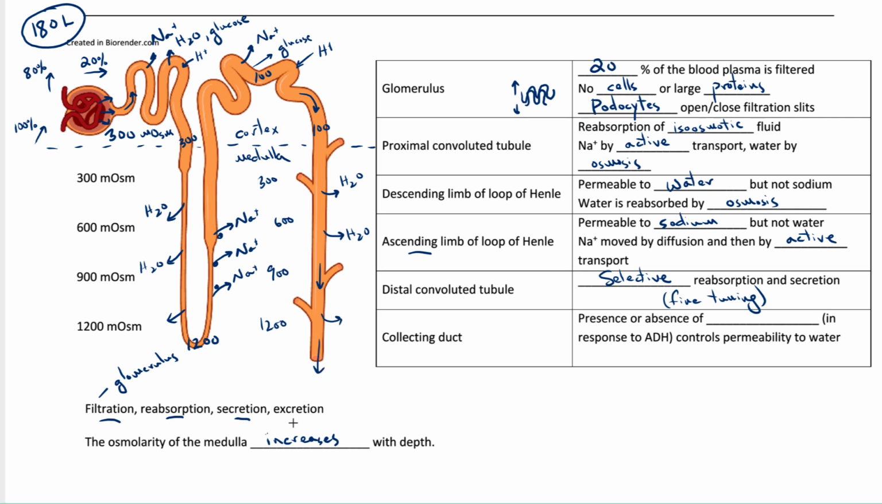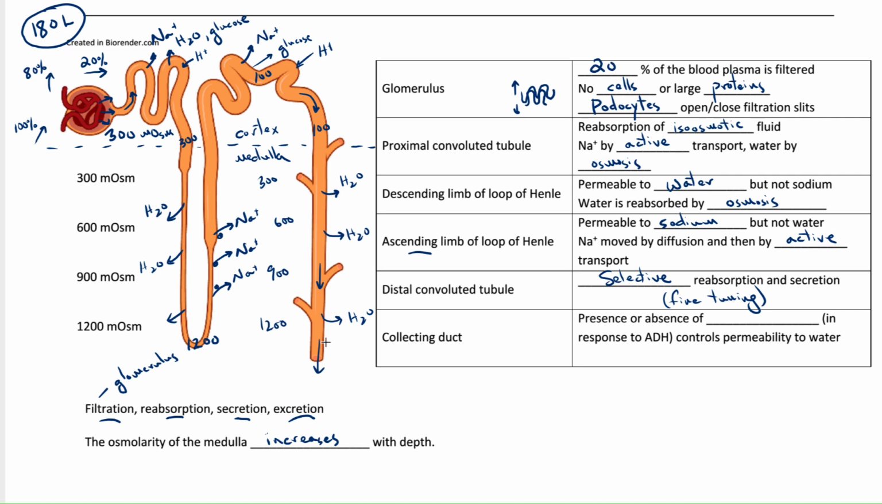And just a note on terminology, excretion means the removal from the body. So the filtrate here is going to be excreted as urine. Excretion is different from secretion. Secretion is transporting things from the blood into the tubule, and excretion is getting rid of stuff from the body altogether.